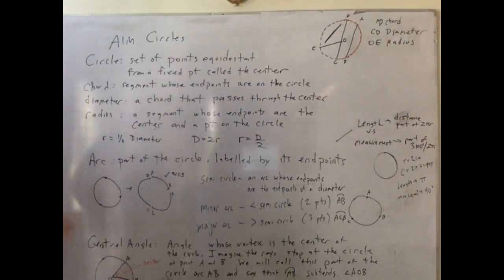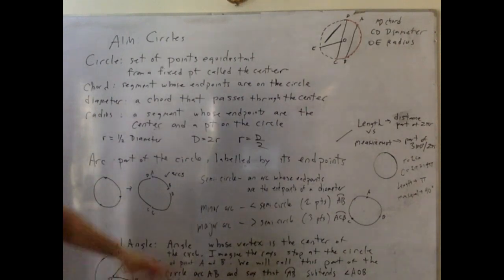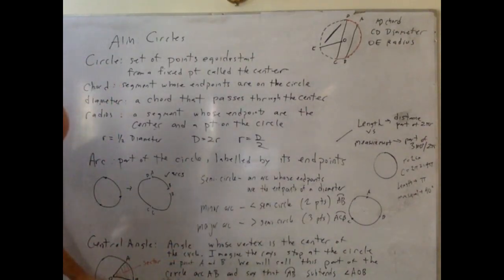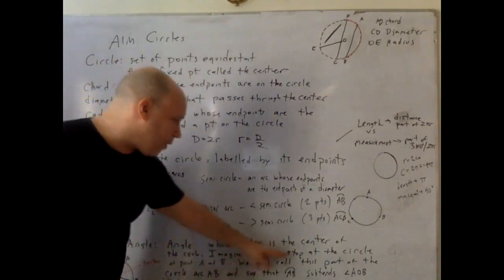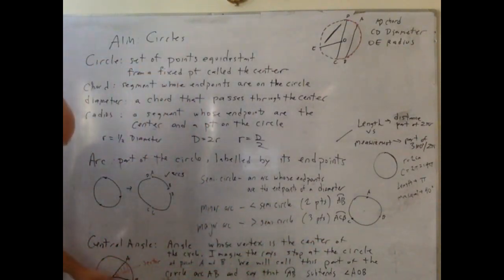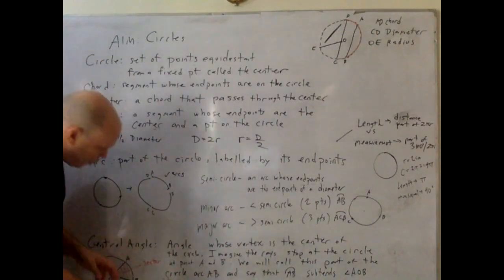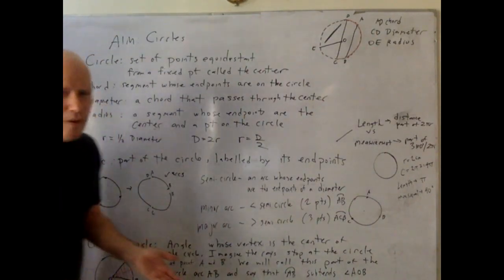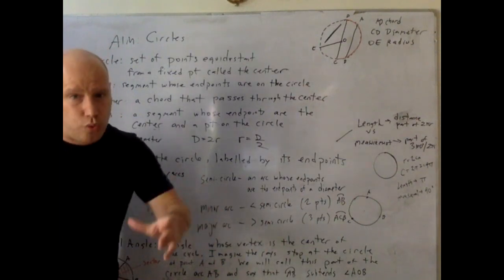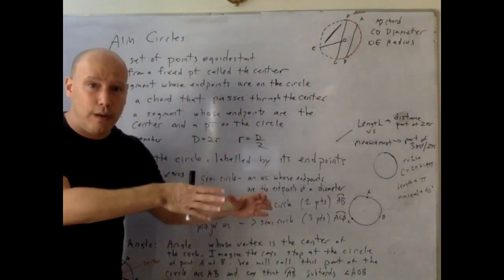Okay. Central angle. The central angle is an angle whose vertex is the center of the circle. And you can see I drew a picture over here. I want you to imagine that the rays stop at the circle. Yes, the rays of an angle go out infinitely, but we're imagining that they stop there. And once again, it's all from our trig lessons. You're supposed to learn all this in geometry.